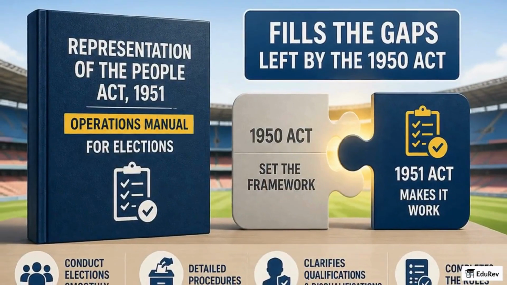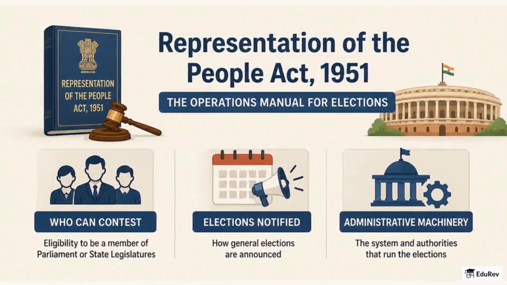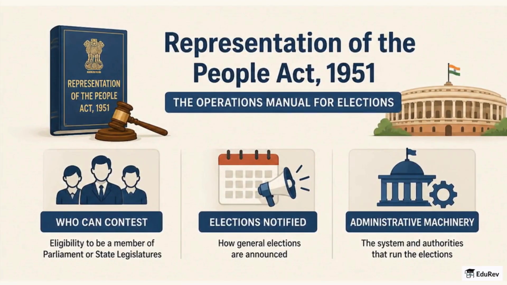Now picture the Representation of the People Act 1951 as the operations manual for running elections inside that stadium. It fills gaps the 1950 Act left open. The 1951 Act sets out who can be a member of Parliament or state legislatures, how general elections are notified, and the administrative machinery that runs the show.